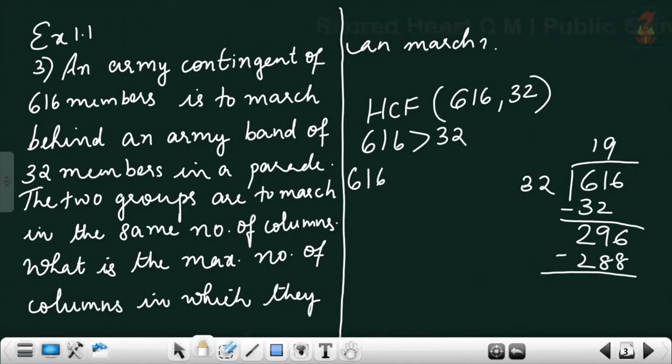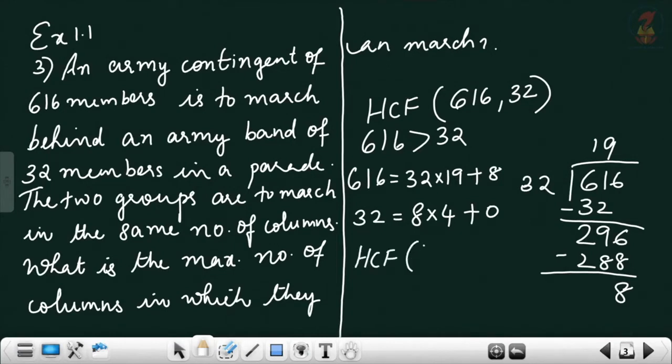$288. So, 8 is the remainder. So, you can write 616 as 32 into 19 plus 8. Next, 32 is greater, so you have to write 32 in terms of 8: 8 fours are 32 plus 0. So, the HCF of 616 and 32, that is the maximum number of columns, is equal to the last divisor, which is 8.